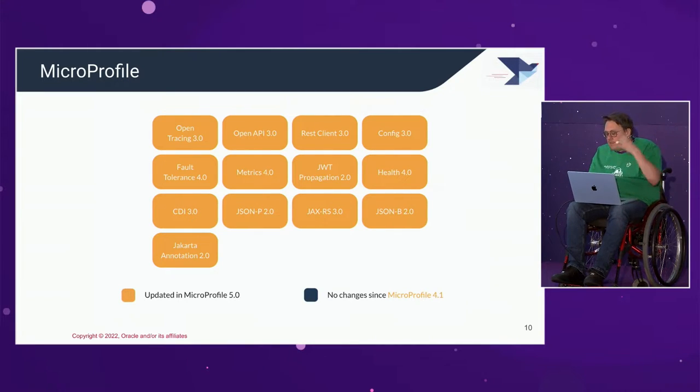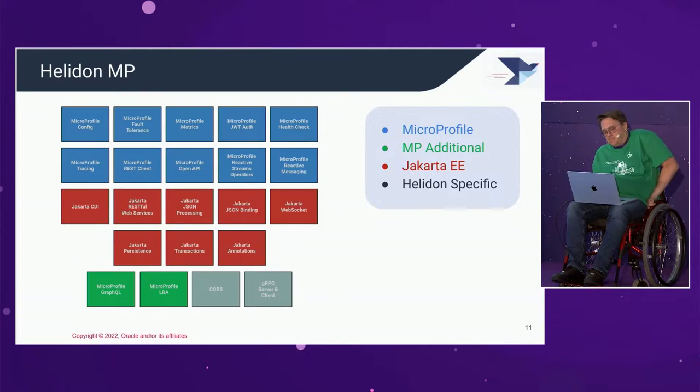But the idea is that your code begins to be portable. And that means that you have all you need for observability of your microservices, of health checks, of security with JWT propagation, of managing it all with CDI, and this makes it really a standard way of doing stuff. So you can easily start developing with this. And if you get not MicroProfile, but Helidon MP, you get even more from the very beginning. You have MicroProfile libraries, some Jakarta libraries, or even Helidon-specific libraries like CORS and gRPC.